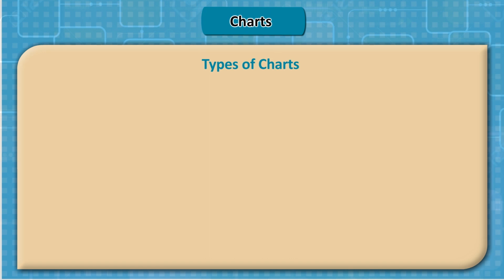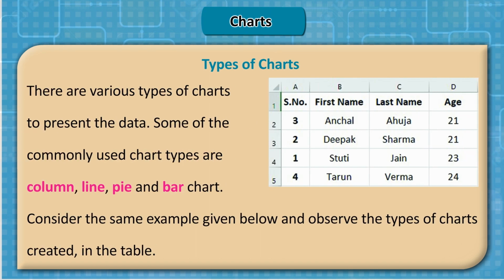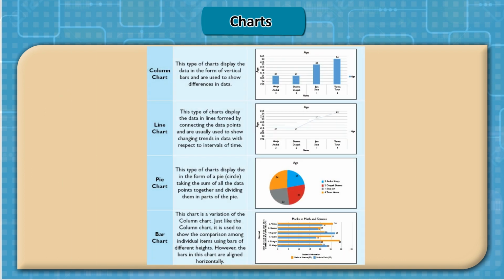Types of charts. There are various types of charts to present the data. Some of the commonly used chart types are column, line, pie and bar chart. Consider the same example given below and observe the types of charts created in the table. Column chart. This type of chart displays the data in the form of vertical bars and is used to show differences in data.